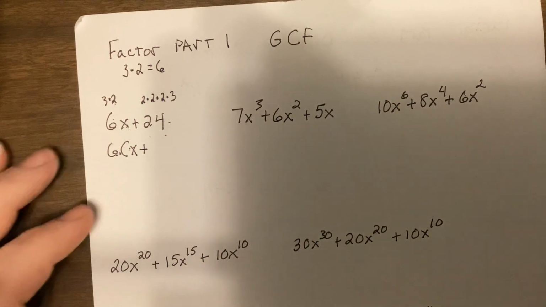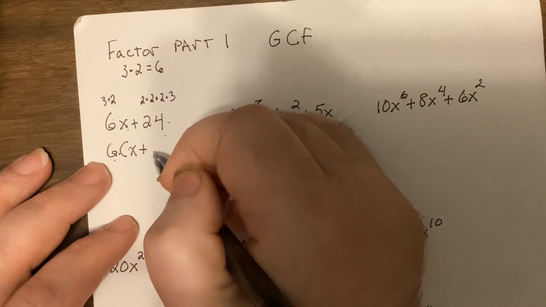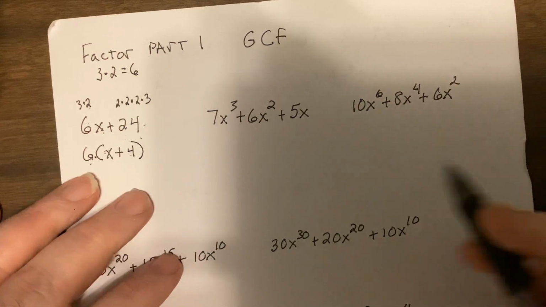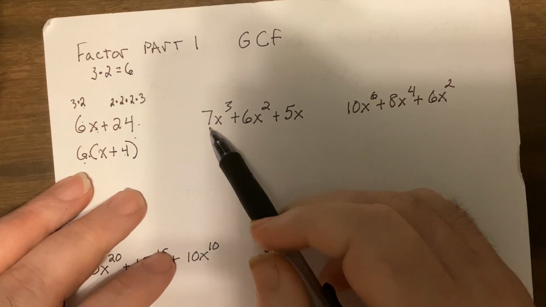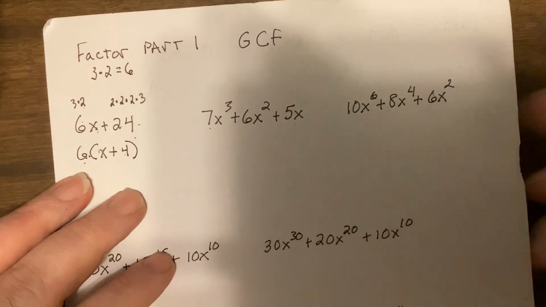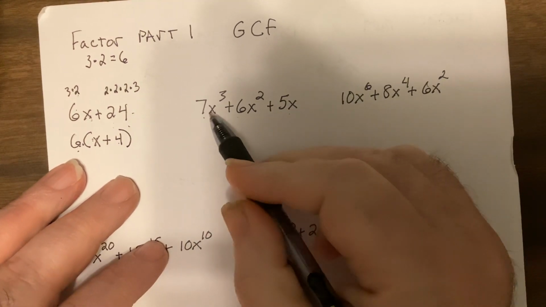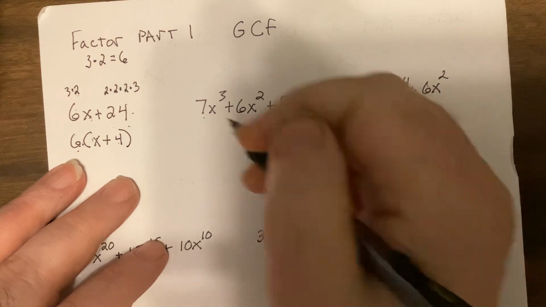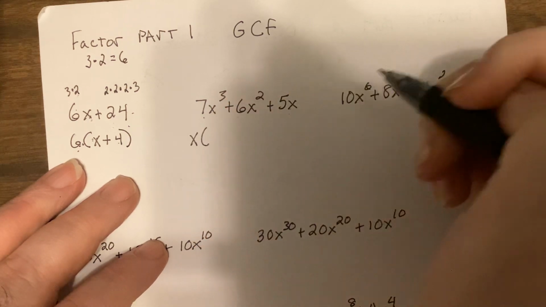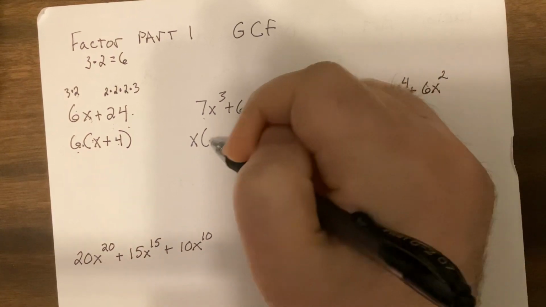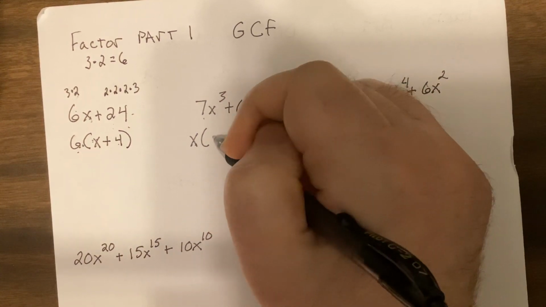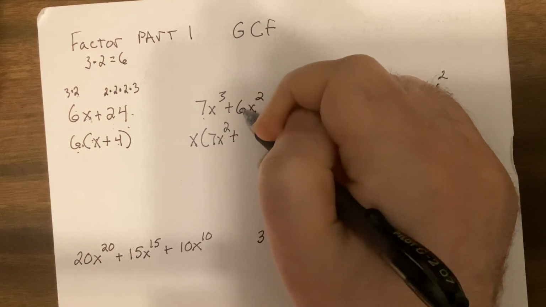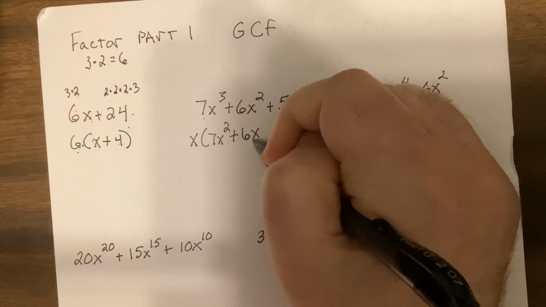Well, life is good. Then 6 times what is 24, and that'd be 4. So here, what's the biggest number that goes into 7, 6, and 5? Well, that's 1. And is there an x in every term? There is, but the smallest power that occurs is the first power, so my GCF is x to the first. So what do you multiply x by to get 7x cubed? And that'd be 7x squared. x times what is 6x squared, and that's 6x.